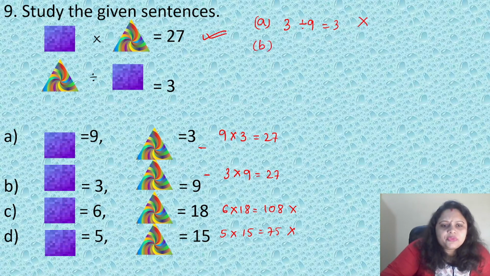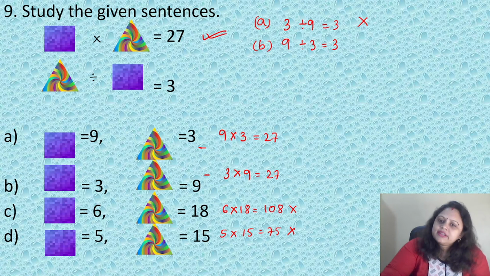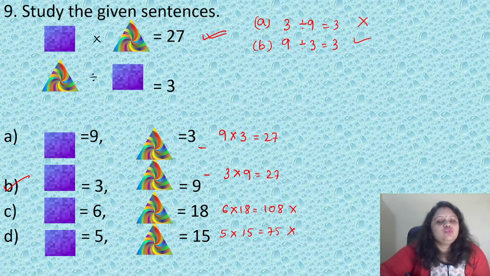Let us check option B. Option B, triangle is equal to 9, square is equal to 3. So triangle divided by square means 9 divided by 3 should be equal to 3. Is it correct? Yes, it is correct. So the correct option is option B, that is value of square equal to 3 and value of triangle equal to 9. Okay.